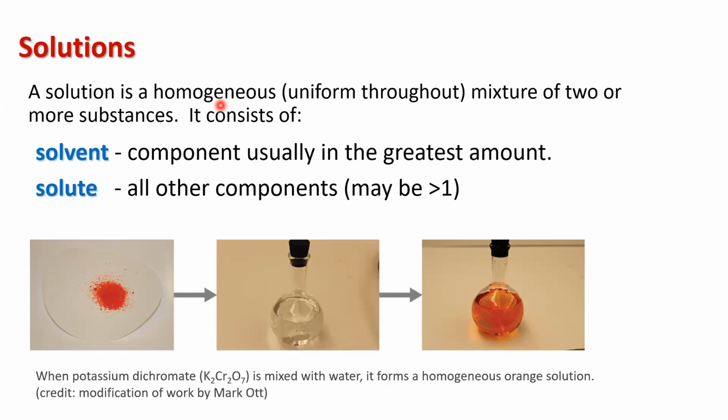So as an example, if we were to take this orange solid here, which is called potassium dichromate, and dissolve it into water, we're going to make a solution. The water is the solvent, and the potassium dichromate is the solute. And when we look at this solution, we can no longer differentiate the water from the potassium dichromate.